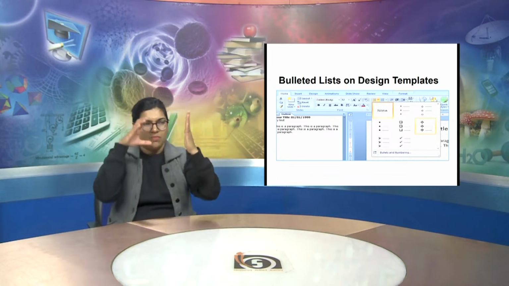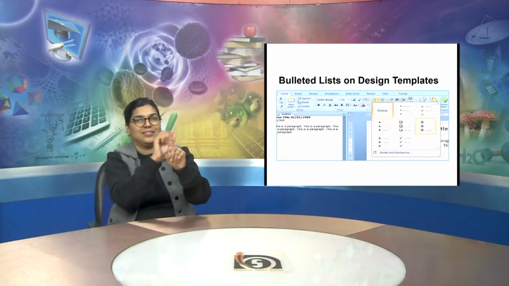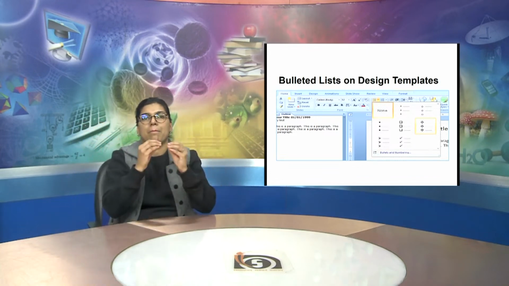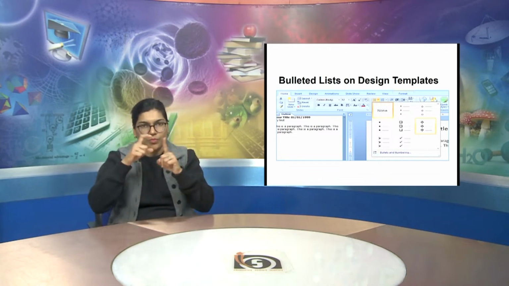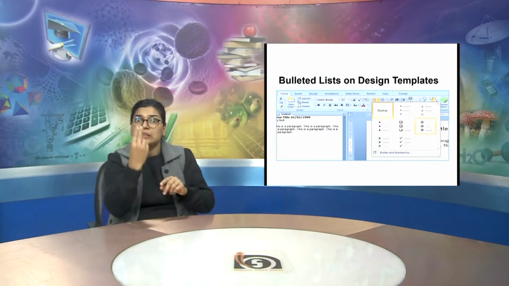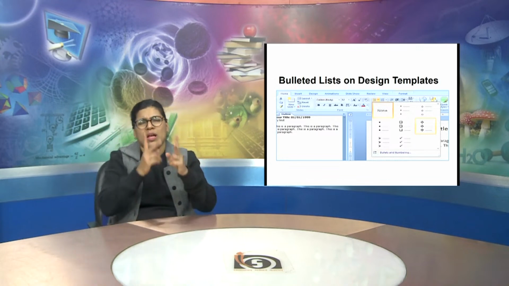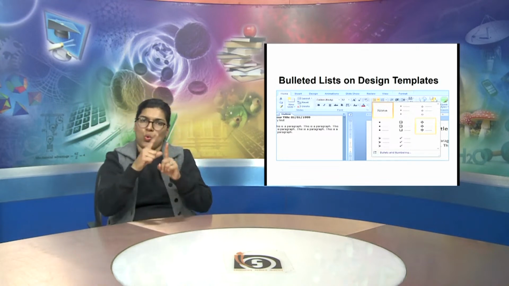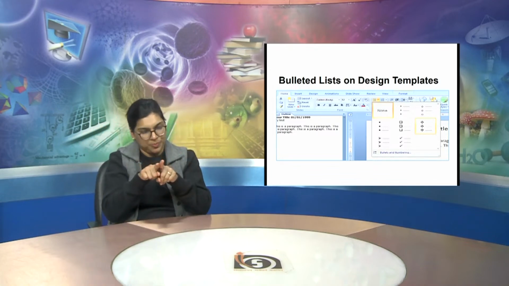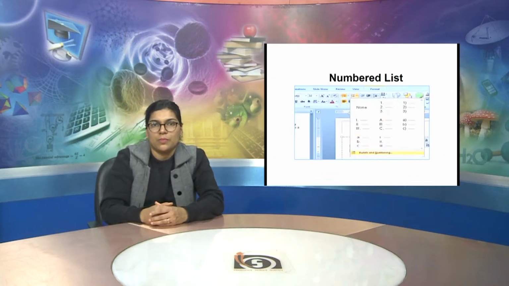Now here we will understand the bulleted lists and design templates. So these are all the bulleted points. We know whenever we put any content in the points form, we call it a bulleted list. So there are various options of showing our bullets. It can be a tick mark, it can be a box, it can be a round shape. So there are various templates which are shown.